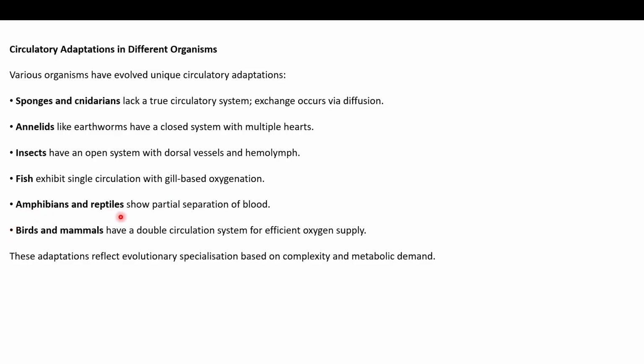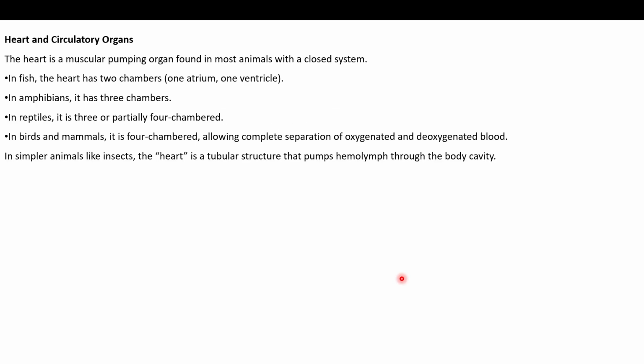Then come amphibians and reptiles, which show partial separation of blood. They do not have complete four-chambered hearts. Then we have birds and mammals, which have a double circulatory system for efficient oxygen supply. So these adaptations reflect the evolutionary specialization based on the different kinds of complexities, their needs to use different kinds of resources, how their bodies are designed, and definitely the metabolic demand.